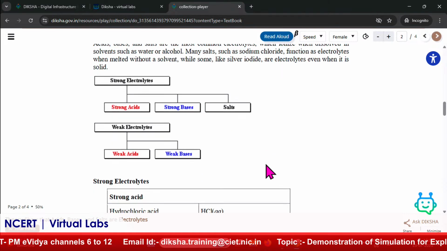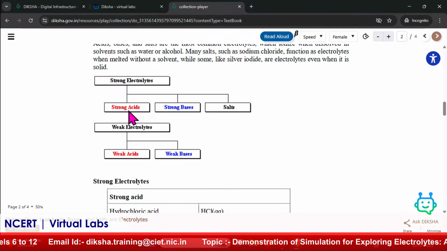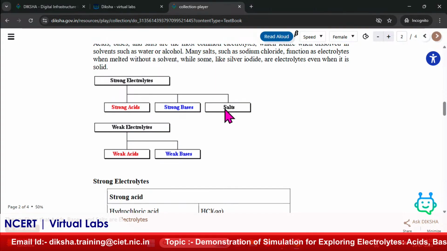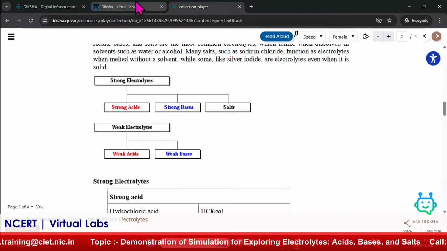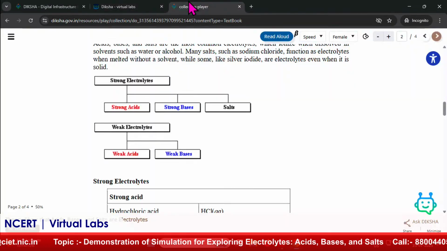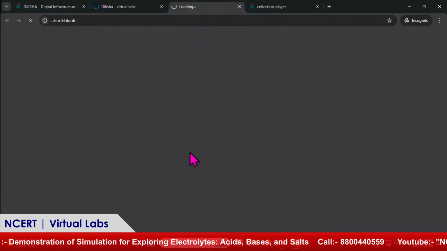and weak electrolyte, they dissociate partially. So now for today's experiment, we'll see how these strong acid, base, and salt are acting as electrolytes. Okay. So now coming back to our different resources here, I'll take my learner to the repository.